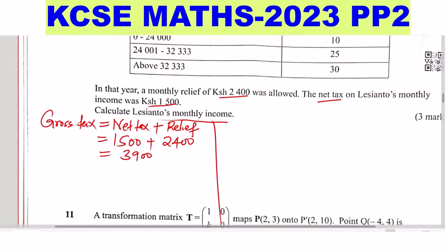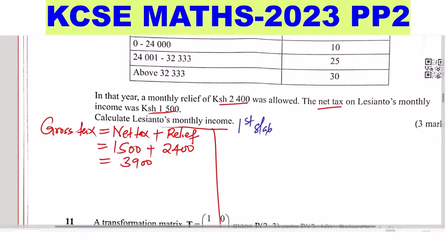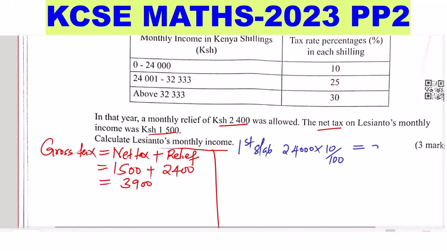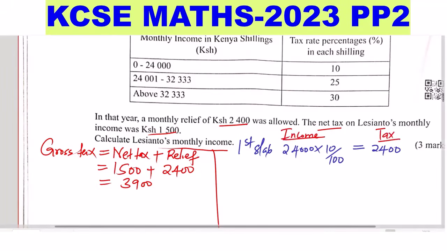So the first slab, what is the income in the first slab? It is 24,000, from 0 to 24,000. So the size of that slab is 24,000, times the rate in that slab, which is 10%. It's good to note whatever you're going to get here is the tax in Kenya shillings. So you get a tax of 2,400. Whatever you are taxing is the income. 24,000 is the income. Then after you tax, you get 2,400.